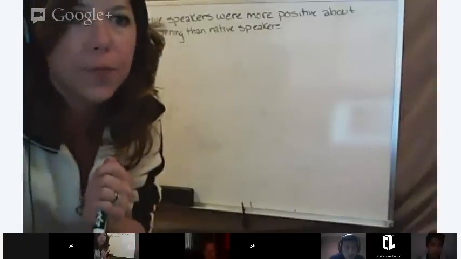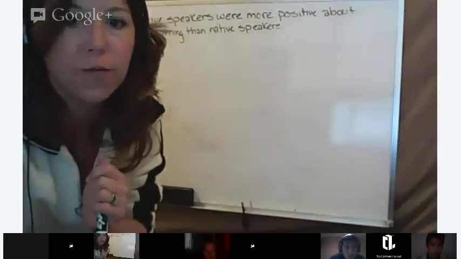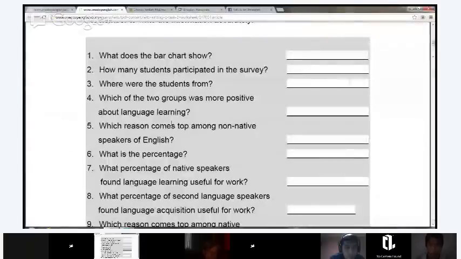So we're on number five now, which is the fact that improving job prospects was the top reason. So how can we turn that into a sentence?